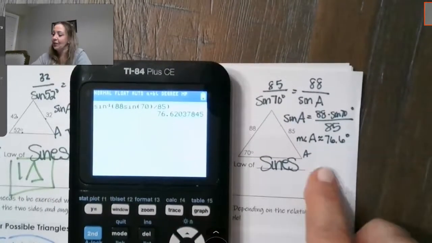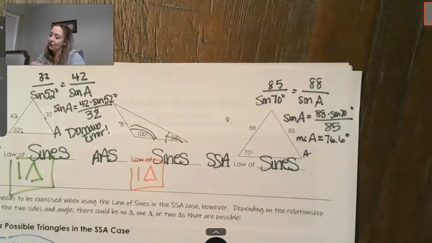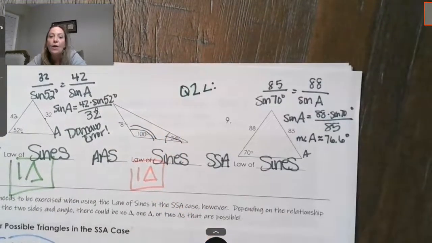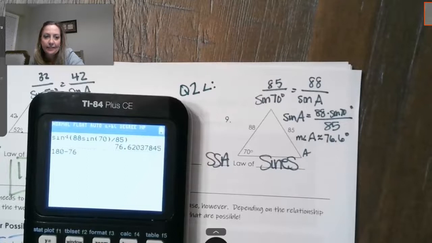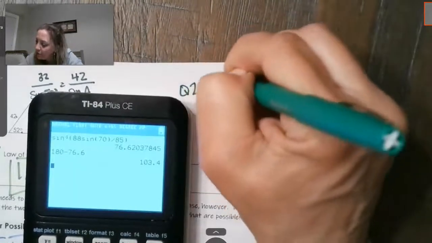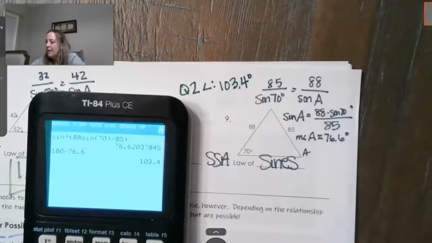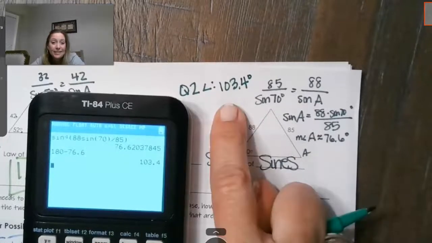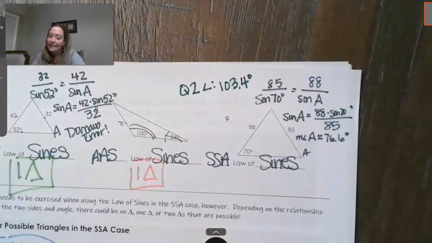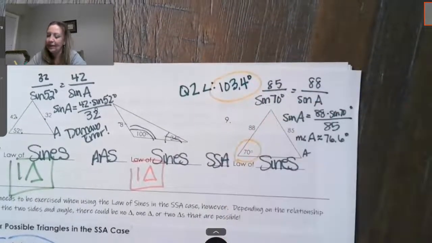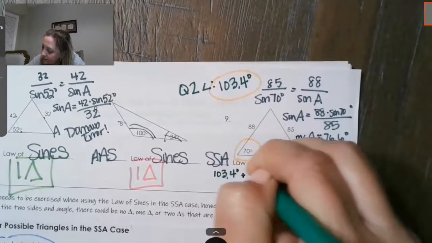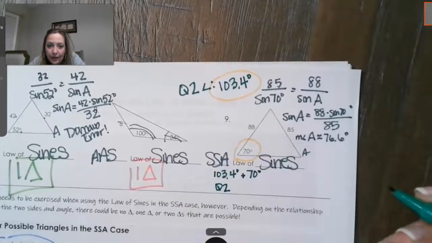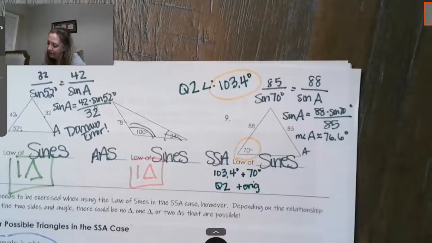So because the angle was acute and it was an SSA case, what we have to do is find our quadrant 2 angle. Remember our quadrant 2 angle, we're going to take 180 minus this 76.6. And that gives us 103.4 degrees. Okay. Again, the calculator gives us this acute angle, but this is also a possibility. So let's see what we're going to get here. Let's see if we take this quadrant 2 angle and this original angle, if there's room for a third angle. Okay, so let's try it. Let's take the 103.4 degrees plus the 70 degrees. Again, this is the quadrant 2 angle we found plus the original given angle.